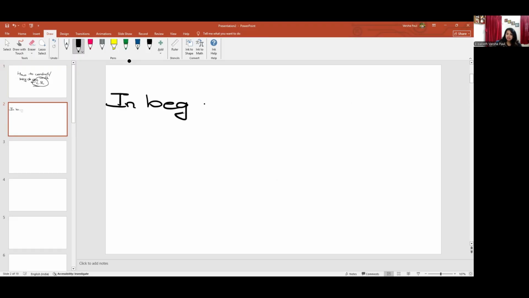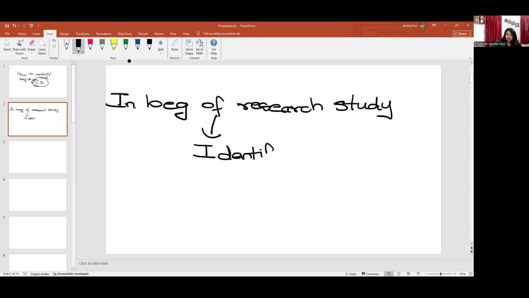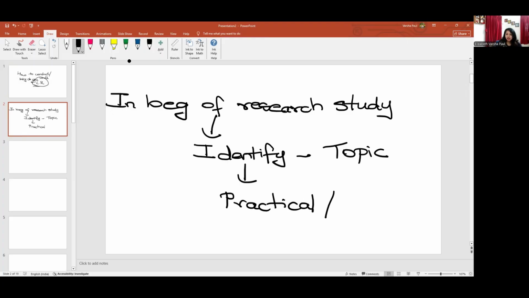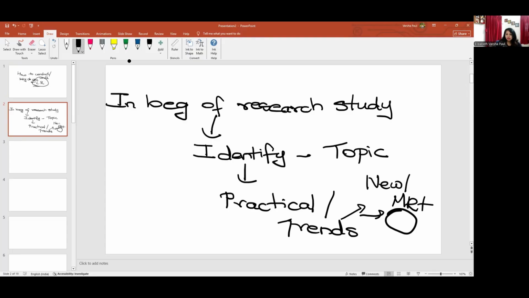Of a good research study, the researcher, first what you should do, you should identify a good topic, right? So basically, you have to understand whether this topic is practical, that is a pragmatic approach, whether it goes with the trends existing in the current market, that is whether it is a new emerging topic or whether it's an existing topic.